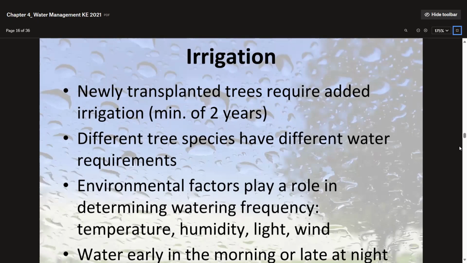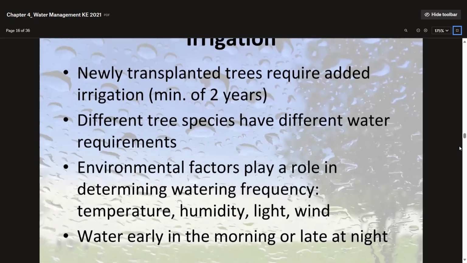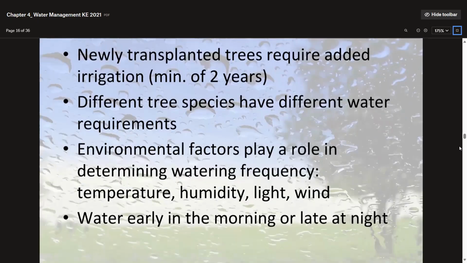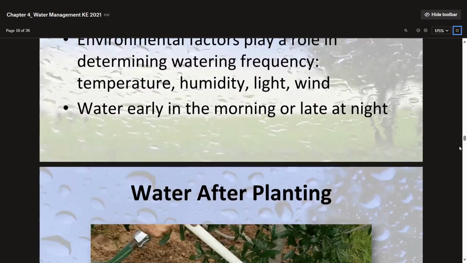Different tree species have different water requirements, like we talked about. Some are used to more water, some are used to less. Environmental factors play a role in determining the watering frequency needed, right? Your temperature, your humidity, your light, your wind, all that's going to affect how often you should water. You should probably water early in the morning or late at night. Why? Because the sun is not going to evaporate all the water that you just put out, right? So that's the best times to water.